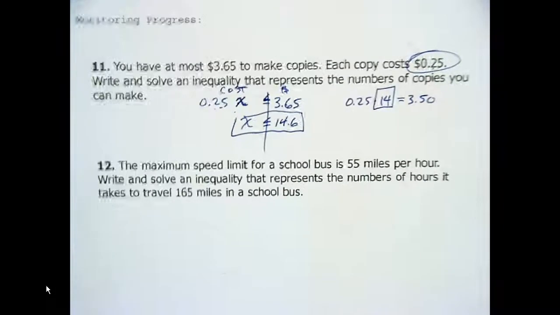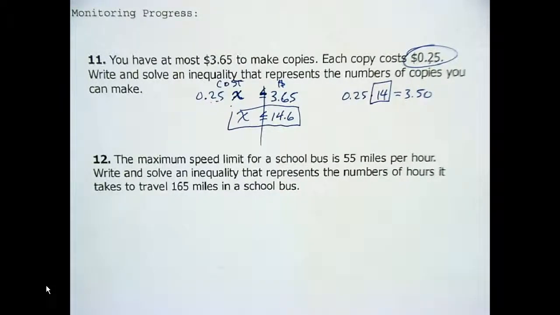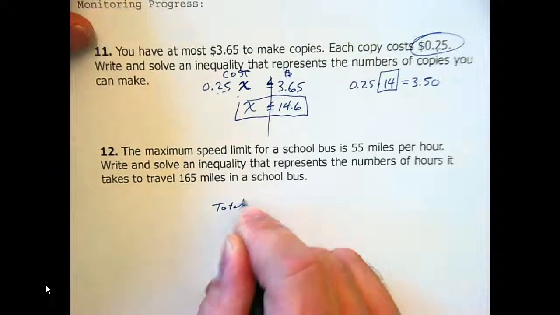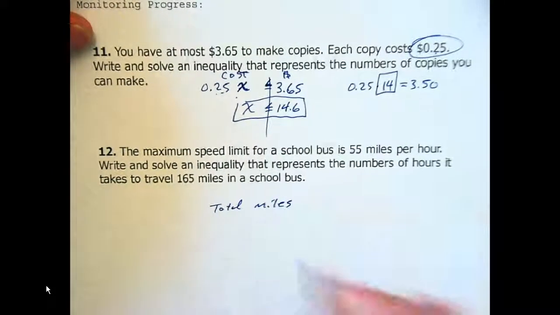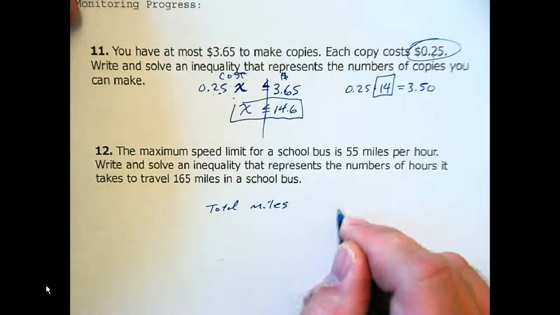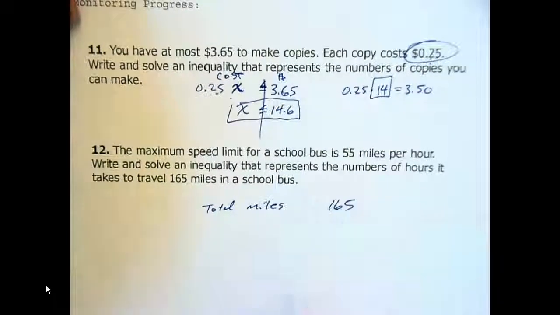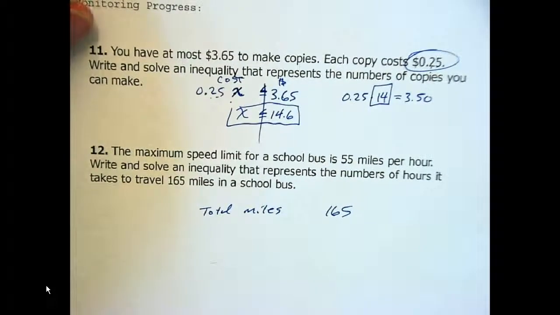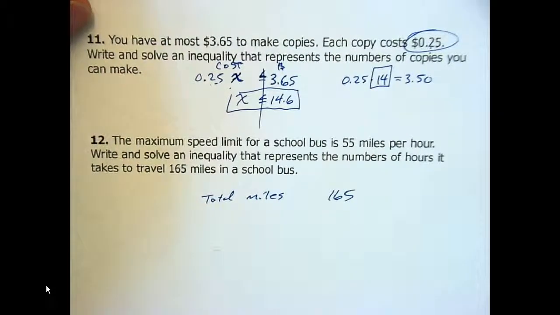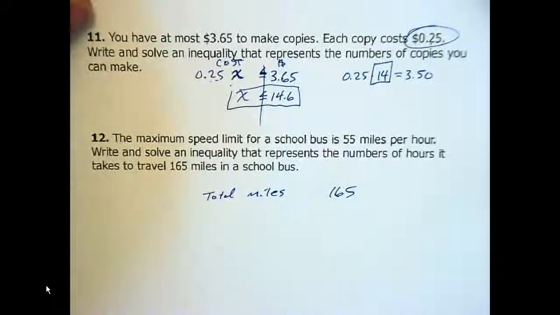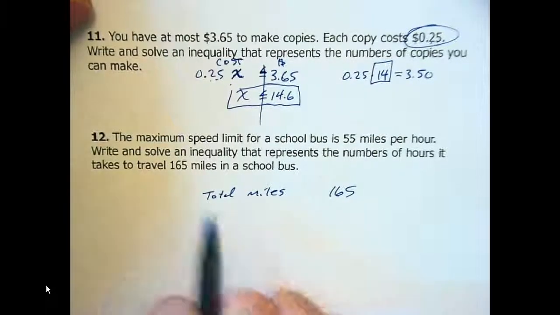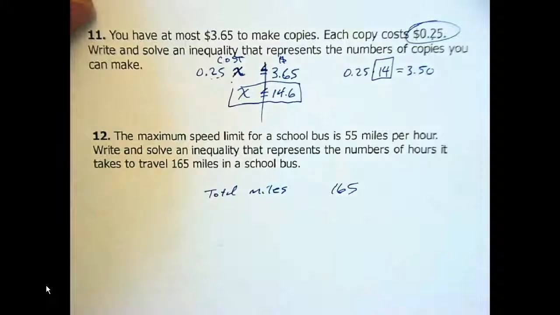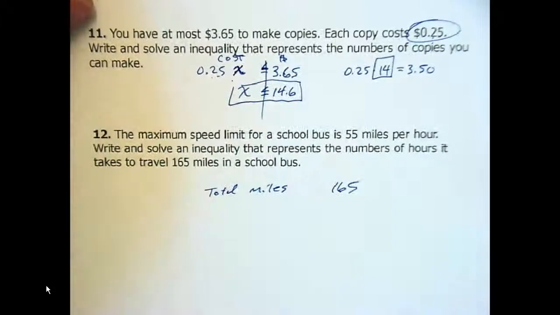Hey, number 12, the maximum speed limit for a school bus is 55 miles an hour. Write and solve an inequality that represents the number of hours it takes to travel 165 miles. So, total miles. What do we want our total miles to equal? 55. We want it to equal 165. How do we calculate our total miles? Well, it tells you. It tells you your total miles, 165 miles. No, that's what we don't want to exceed. Or that's what we want it to, hold on. That's what we want to travel. We haven't actually traveled that much yet. That's our goal.